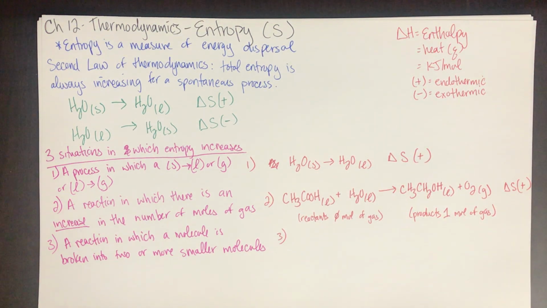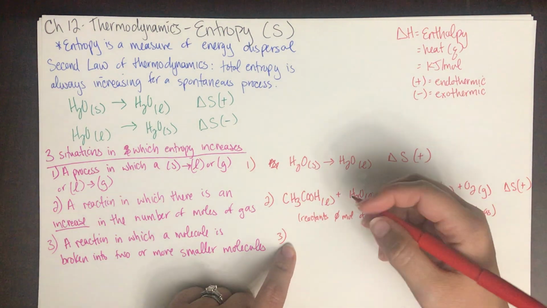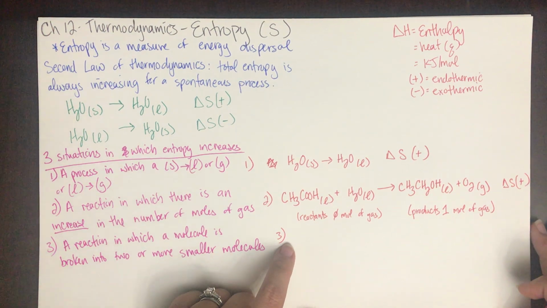The third situation is a reaction in which a molecule is broken into two or more smaller molecules. So let's just look at cellular respiration, just because that's what we're doing in biochemistry right now. So cellular respiration is the process by which we use the chemical energy stored in the bonds of our food and we make chemical energy.